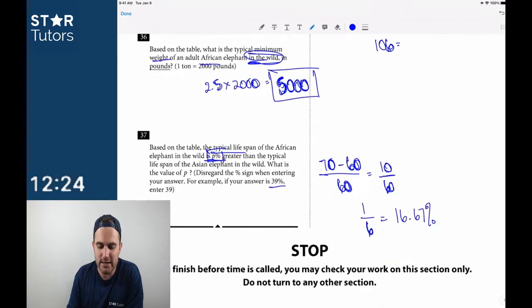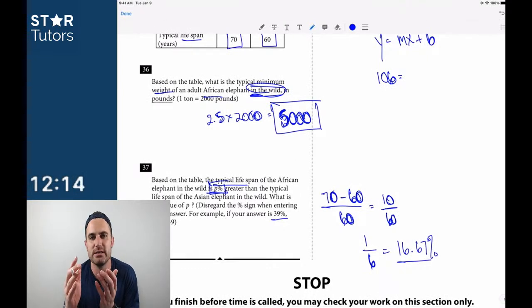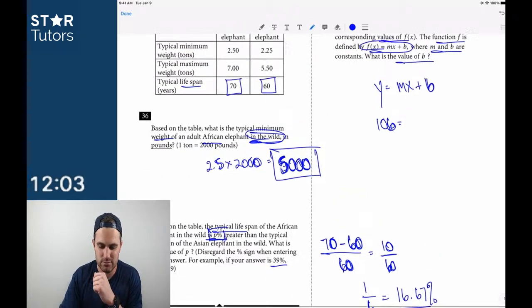Yes, so 16.6 or 16.7, I think that's what you were going back to. If you're going back to that, whatever the number is, if you have 16.6 or 16.7, they won't penalize you for rounding up or down. Does that make sense? Hopefully.